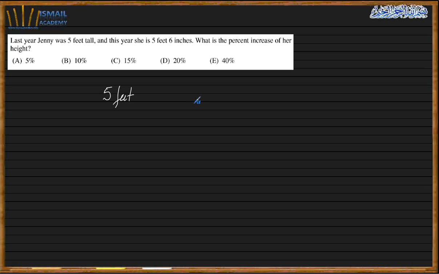So this year she is 5 feet 6 inches tall. So that's her last year. If I change this in terms of inches, she was 60 inches tall, and this year is 66 inches. So what is the percent increase of her height?